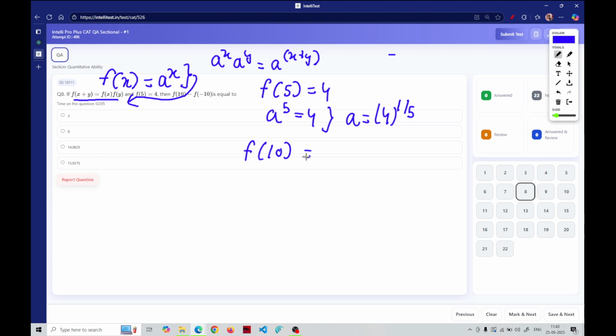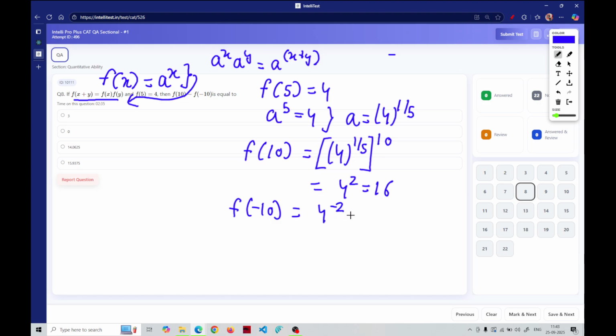f of 10 is a to the power 10, which is 4 to the power 1 by 5, all to the power 10. I can just multiply this. So 4 square, this will be 16, and f of minus 10 will be the same, just we will have 4 to the minus 2, so 1 by 16. So what we have to do is 16 minus 1 by 16.